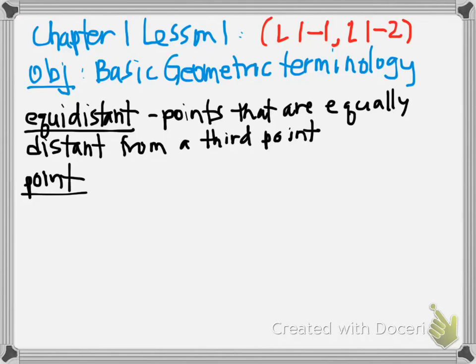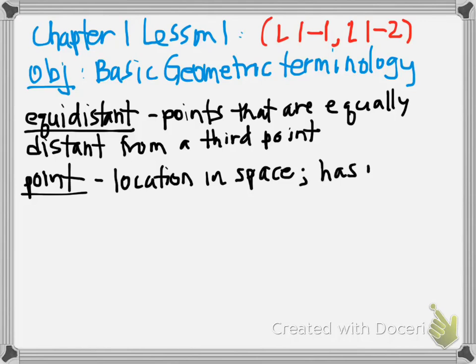And here's the first part of geometry that is really weird. It's not a thing. It's a direction. All a point is a location in space. Okay. It doesn't have any dimensions. So it's not long, it's not wide, it's not high, it's none of those things. And when we write about a point, it's represented by a capital letter.